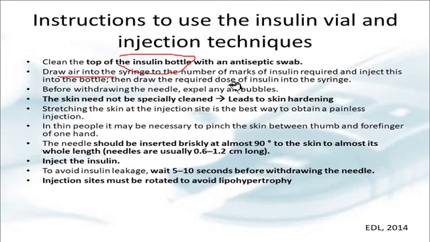And then what you're going to do is draw the insulin into the syringe. Remember that the level of the needle must be below the level of the liquid so that you don't withdraw any air bubbles in. Again, remember that before withdrawing the needle, you're going to expel any air bubbles. You're going to ensure that the number of insulin units is correct.